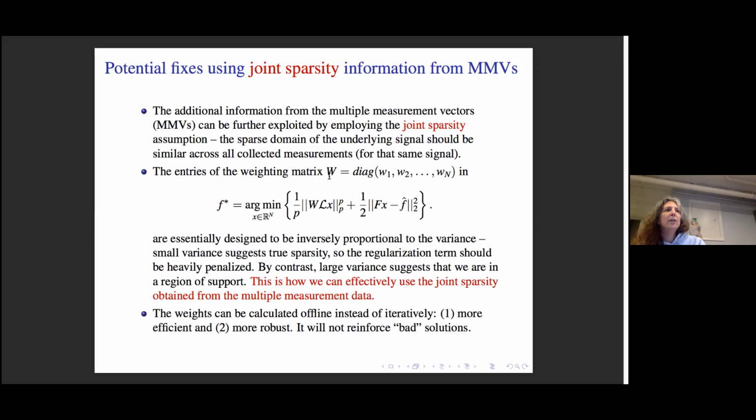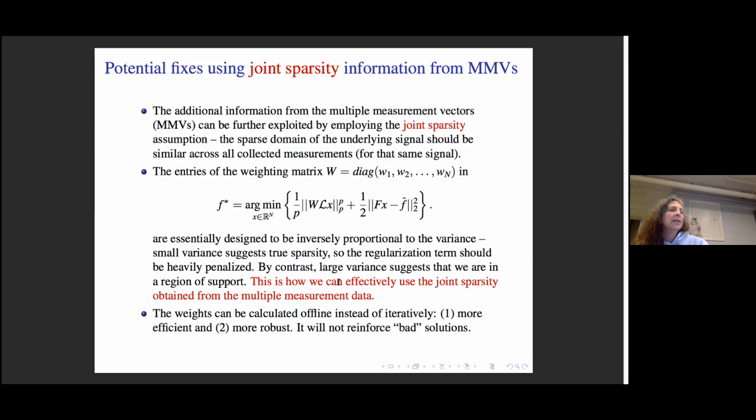Once you figure that out, you can design a good weighting matrix, or, if you want to call it, a spatially varying parameter for this sparse operator. The idea is that this W is prescribed so that you penalize heavily when it's truly sparse, because you want that to be true in your reconstruction. And you try not to penalize at all when it's not truly sparse, because that would make this untrue. Then you rely on your fidelity term in those regions.